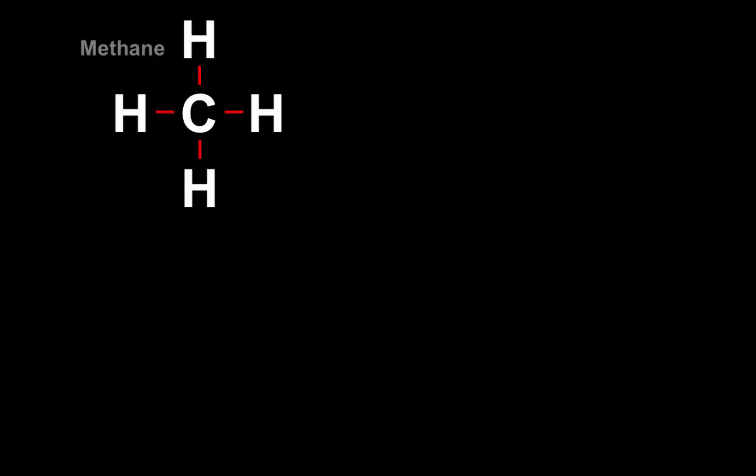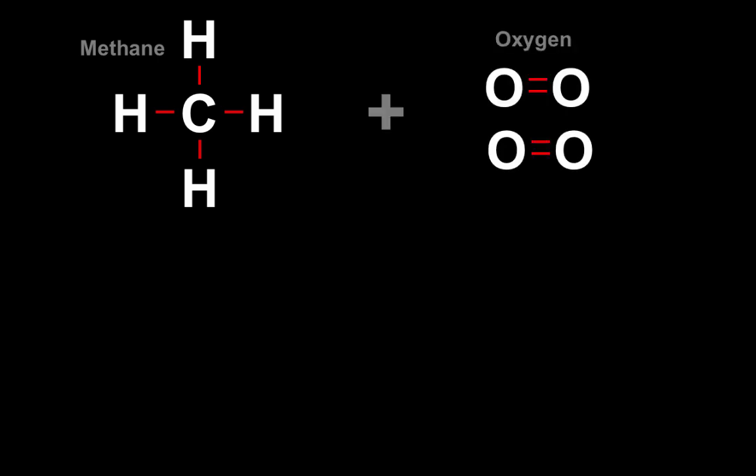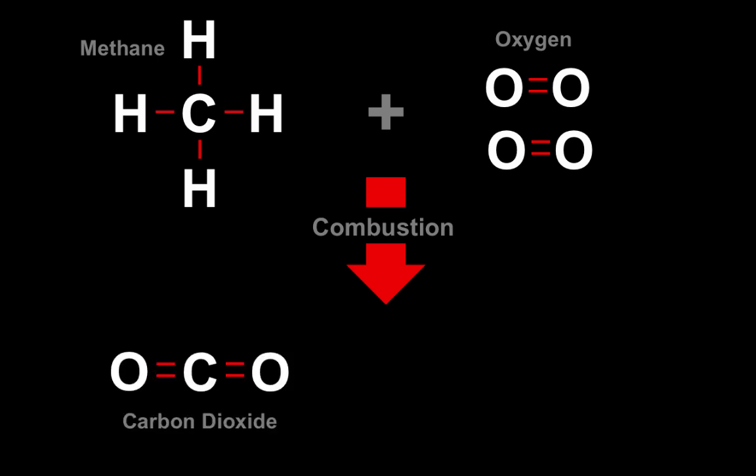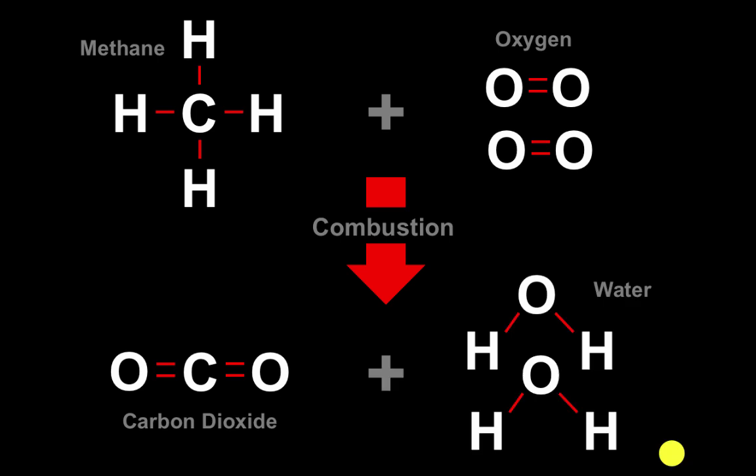So for example, we have here methane, which is natural gas, and oxygen. Methane and oxygen can be combined through a combustion reaction, and give carbon dioxide, water, and then heat. So we have broken bonds, we've rearranged them, and we've put them back together in such a way that they release energy.